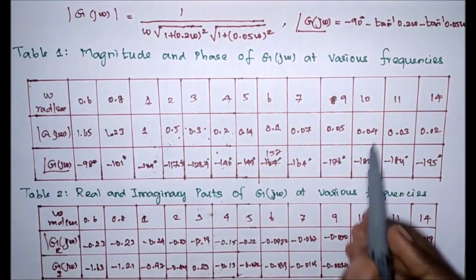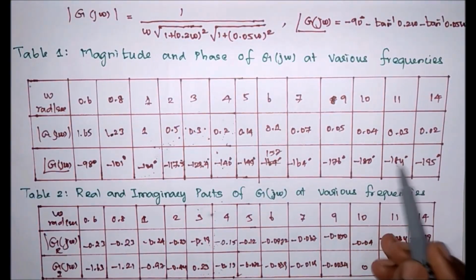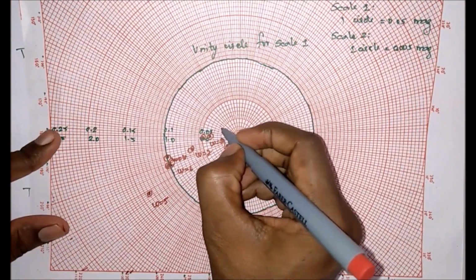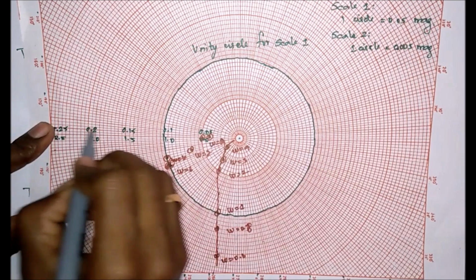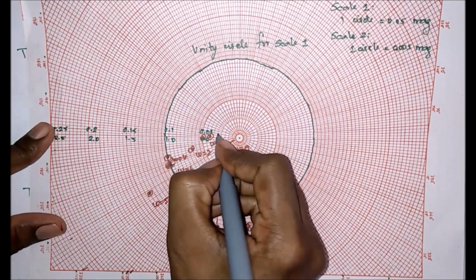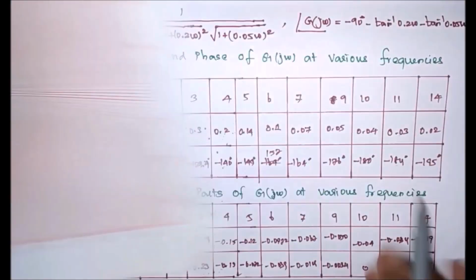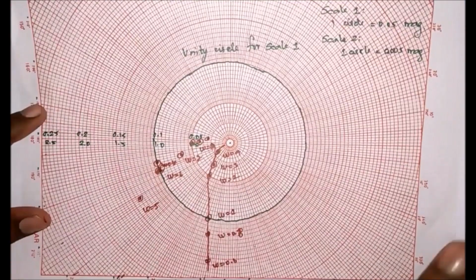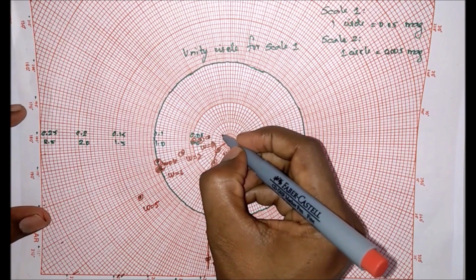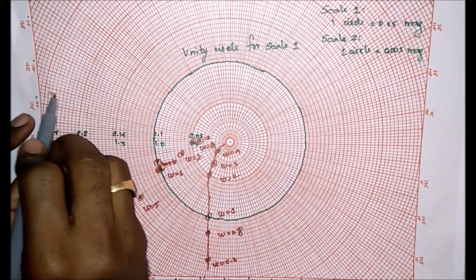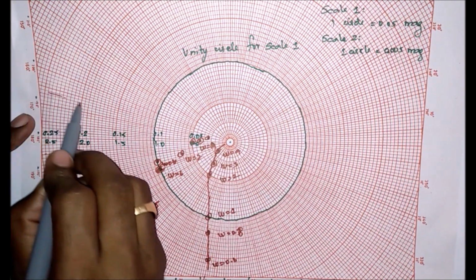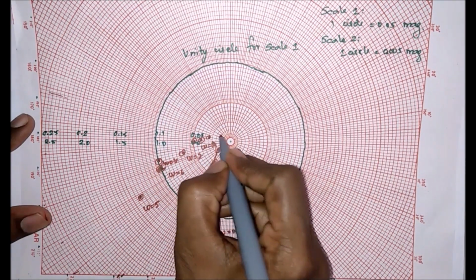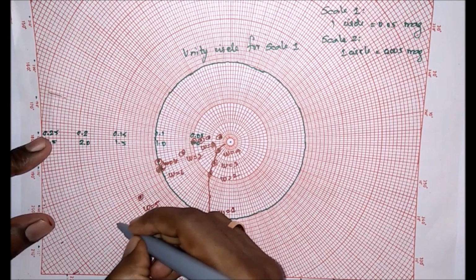Next, for omega equal to 11, the magnitude is 0.03 and the angle is minus 184. So 0.03 means it will come here, and minus 184 is here. Next, for omega equal to 14, the magnitude is 0.02 and the angle is minus 194. This is 190, then this is 194, and the corresponding magnitude is 0.02. Now we have to connect these points.